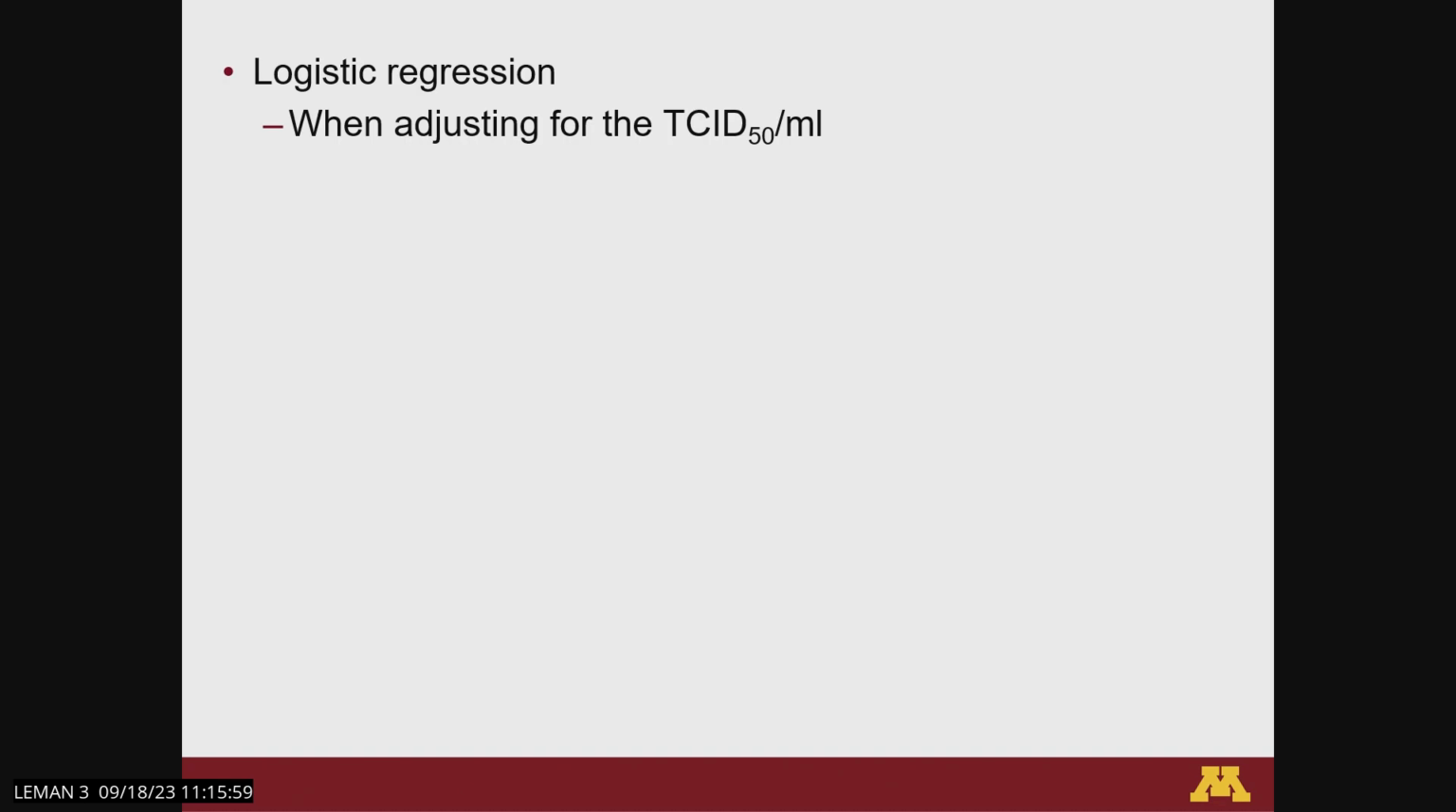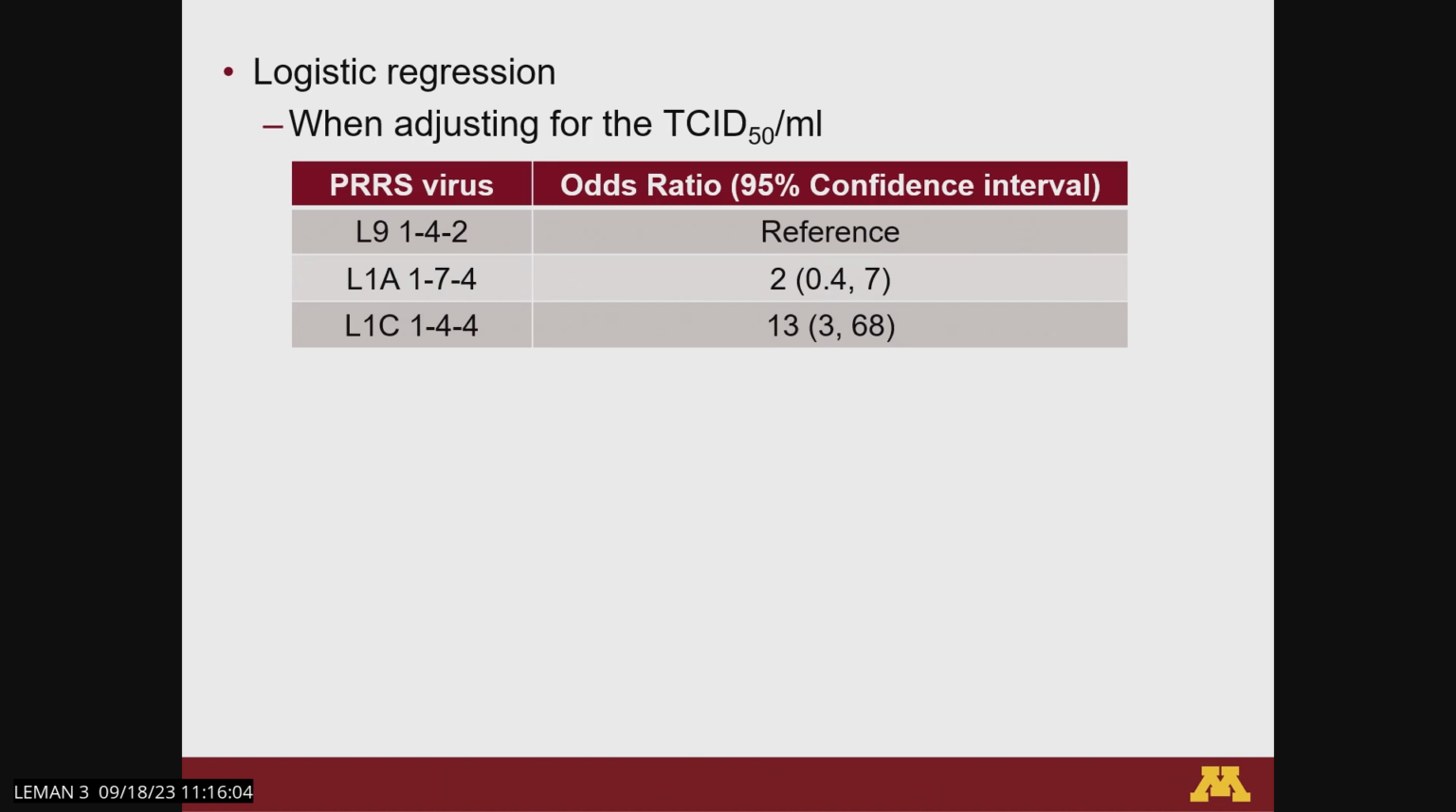we have the logistic regression adjusting for the TCID50, with the lineage 9, 142, as the reference. Pigs challenged with the 174 variant are 2 times more likely to be PCR positive at day 4 post-challenge, but this is not statistically significant because of the confidence interval.